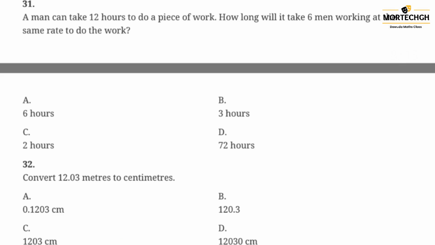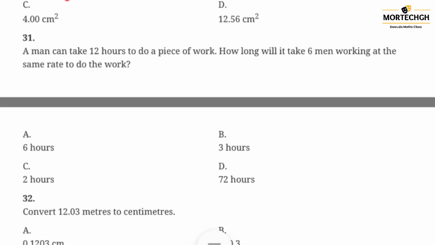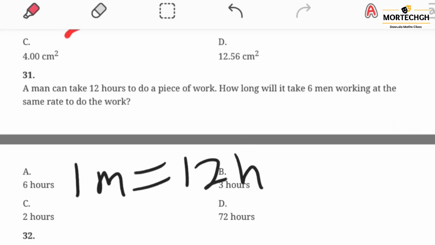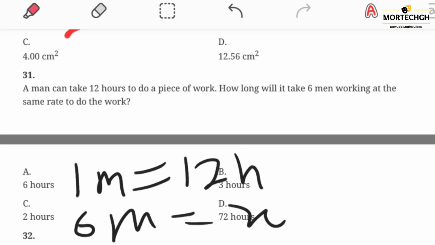A man can take 12 hours to do a piece of work. How long will it take 6 men working at the same rate to do the work? That's ratio and proportion. If one man takes 12 hours to do the work, then with 6 men, how long will it take? Let's represent it with x, because we don't know the number of hours it will take for 6 men to do the work.